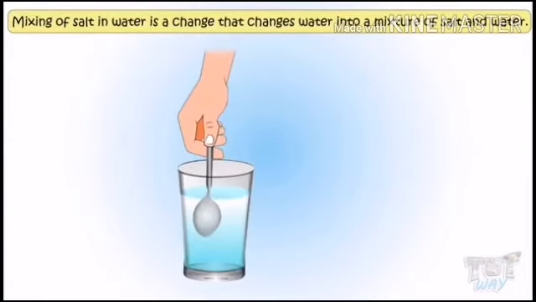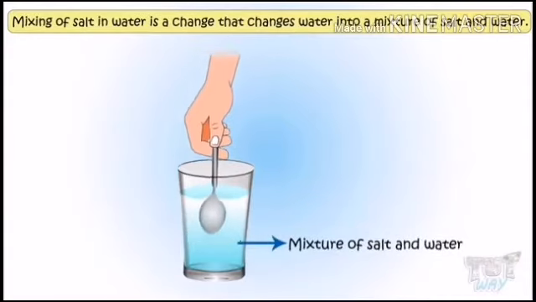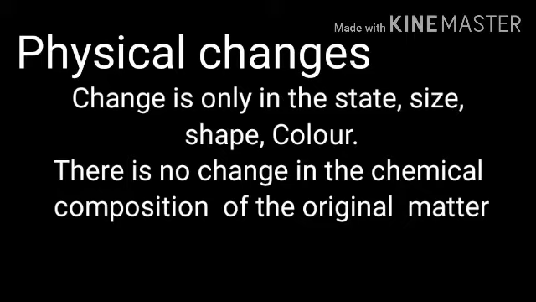Mixing of salt in water is a change. Here we will get a mixture of salt and water. Okay. So we can classify the changes into two types. One is reversible, the second one is irreversible changes. First one, physical change.